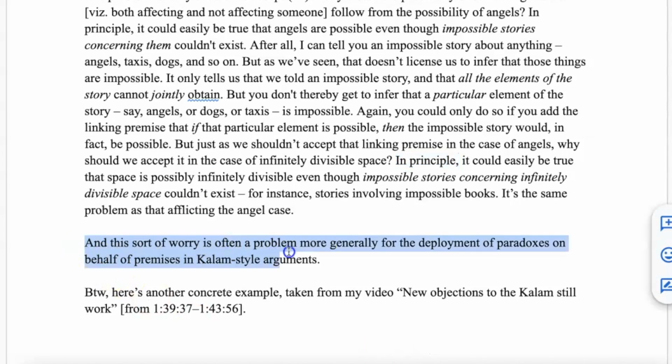And this sort of worry is often a problem more generally for the deployment of paradoxes on behalf of premises in Kalam-style arguments. I'm not saying it afflicts every deployment of paradoxes on behalf of premises in Kalam-style arguments, right? I'm not saying that every proponent of the Kalam succumbs to this mistake in reasoning. My point is just that it is a common mistake that many people fall into, and that's why I'm covering it in this series.